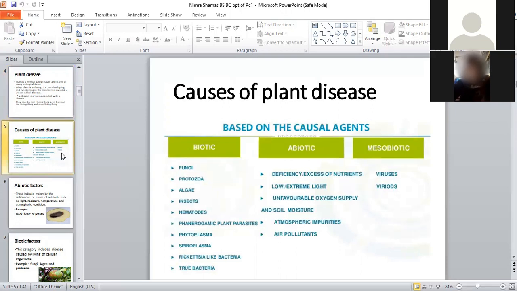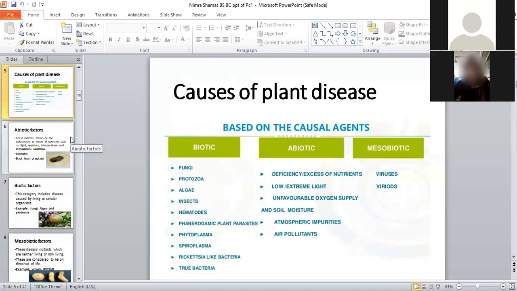So, causes of plant disease. There are three causes of plant disease: biotic, abiotic, and mesobiotic. What is biotic? Disease caused by living organisms is called biotic. For example, disease caused by microorganisms, fungi, protozoa, and algae are biotic diseases. These are the biotic types, like true bacteria. That is, diseases caused by pests are biotic. Abiotic are diseases caused by nutritional values, by temperature, by oxygen, by soil condition, by moisture. So these are abiotic.